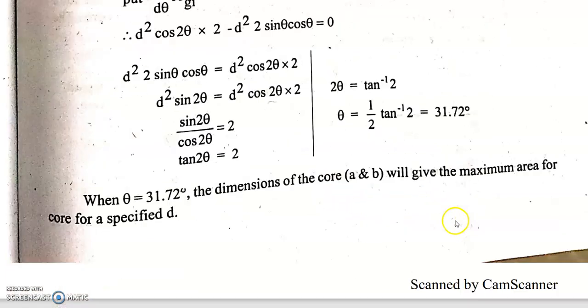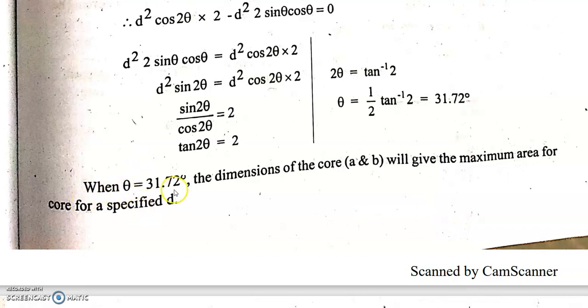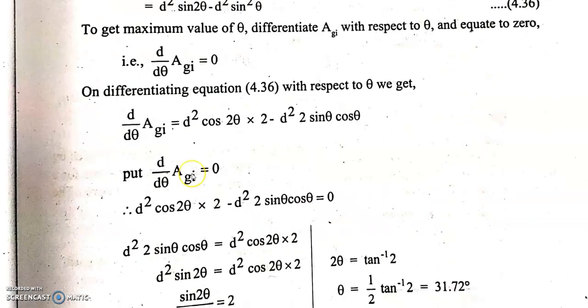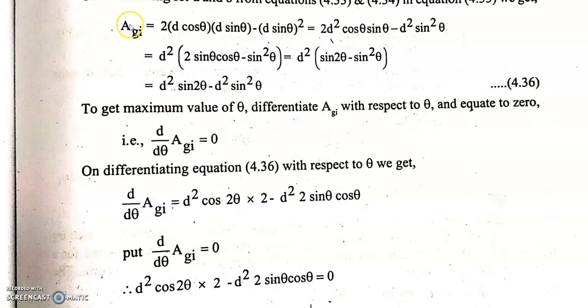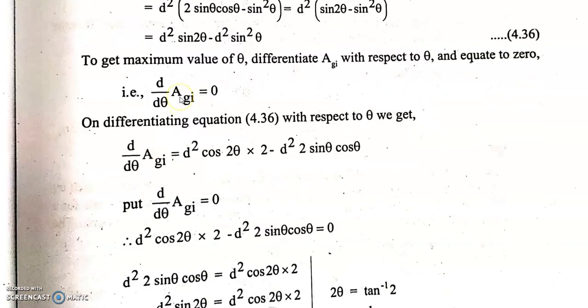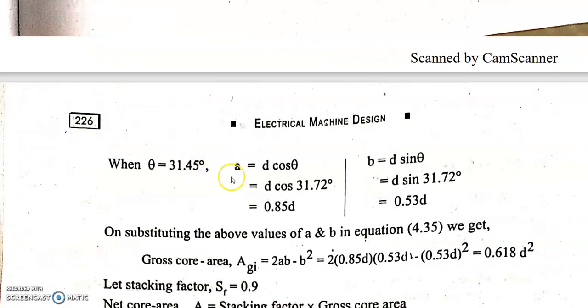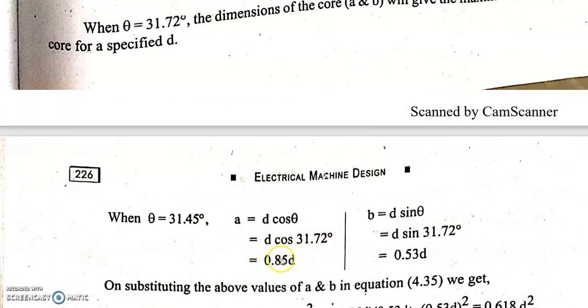The value will be 31.72 degree. So when theta is equal to 31.72 degree, the dimensions of the core, that is A and B of the core dimension, will give maximum area for a specified value of D in the core. Okay. So that we have achieved from this equation, gross core area of this stepped core, 2 stepped core. So then we have to substitute this theta value to get the values of core dimensions A and B. So that 31.72 we are substituting here, and we are getting the value of A and B.